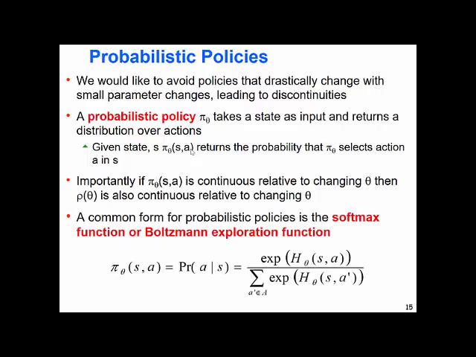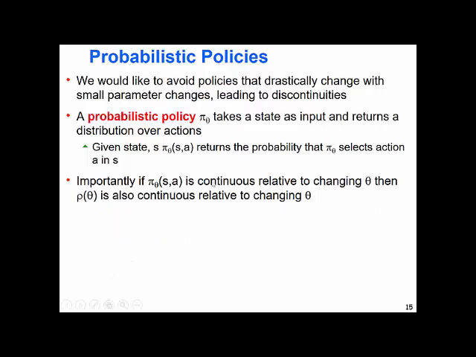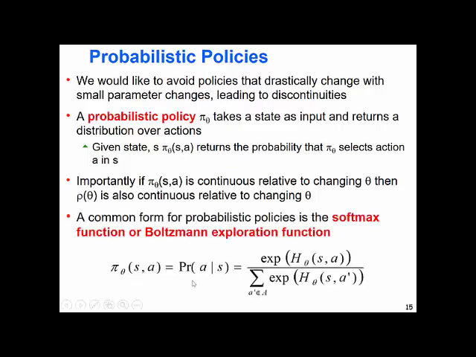Now the important thing is that when you change theta, the probabilities are going to change continuously. You're going to change from taking A with some probability to taking A with less probability, but B's probability will go up a little bit. A typical way of doing this is to define a softmax function or a Boltzmann exploration function. This would be a way of representing your policy.